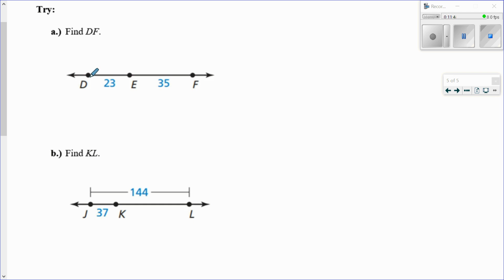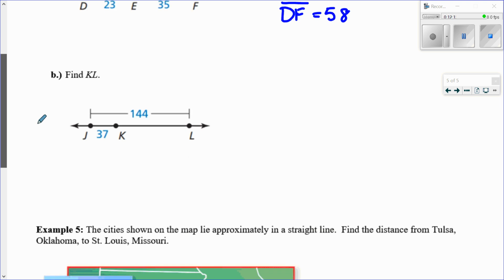So if we look over here, we're trying to find the whole segment. So I have D, E, and F, the whole thing. So I have this piece and this piece. I'm just going to add them together to get DF. So I have 23 plus 35 gives me 58. So DF equals 58.